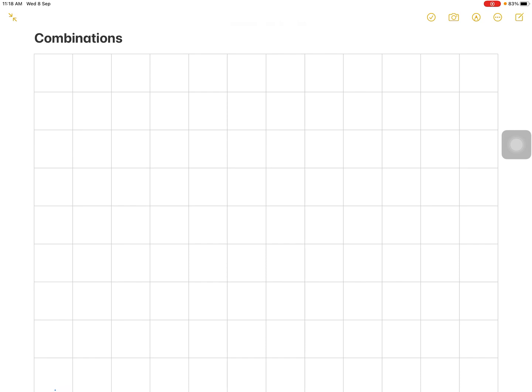Okay, suppose A, B, C. So total number of items here is 1, 2, 3. So n is equal to 3. And suppose if I asked you to select and arrange, that is permutation, any 2. So your r will be 2, correct? In case of permutation, the number of ways in which you can select as well as arrange is as follows.